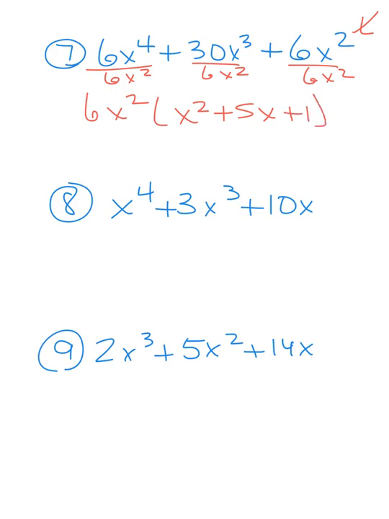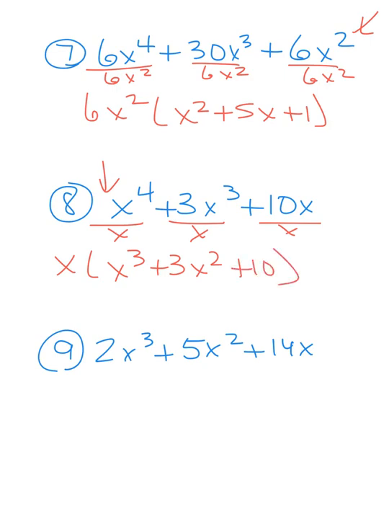In number 8, I have x to the 4th, 3x to the 3rd, and 10x. Now because the coefficient for x to the 4th is 1, there is no greatest common factor with a number that I can take out. So I just have to look for my variables. Now I do have an x in every term. So I'm going to factor out an x, and again I'll divide everything by x, and I'm left with x to the 3rd plus 3x to the 2nd plus 10.